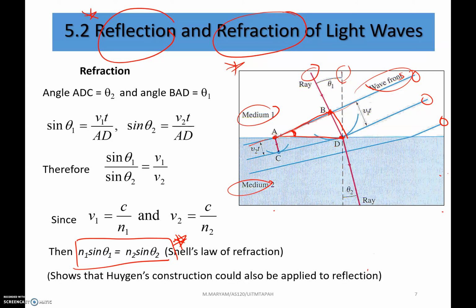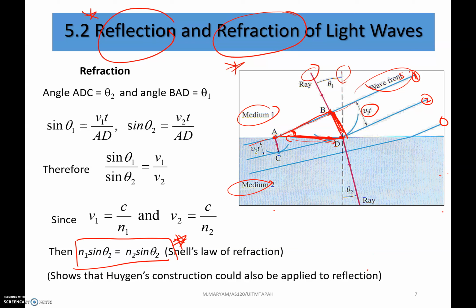Right? I have this value here, as well as this value. So where do I get this value from? And why do I need to take AD? Why do I take BD? Now BD is the distance from the first wavefront to the second wavefront. So why is it written as V1T?